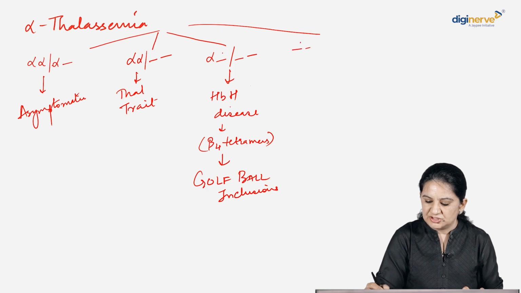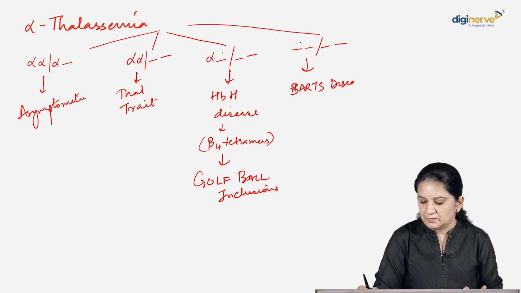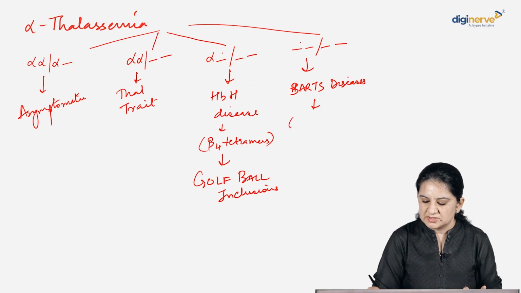Next, 4 gene deletion, that is no alpha chain. This is known as Bart's disease. Please remember, Bart's disease is incompatible with life.